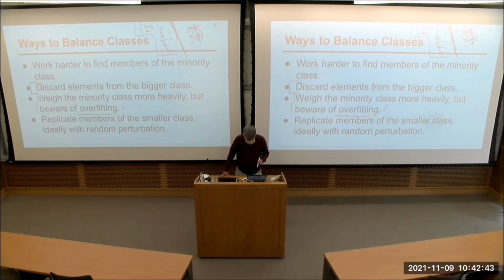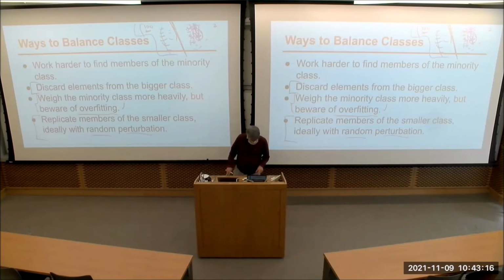And one other idea: if you're replicating the examples, maybe it's better to replicate them with noise. Add some kind of random perturbation to the elements that are positive so that you can generalize, creating essentially synthetic positive examples rather than perfect replicas. If you do this in the right way, maybe you can avoid some of the overfitting problem. Any questions?